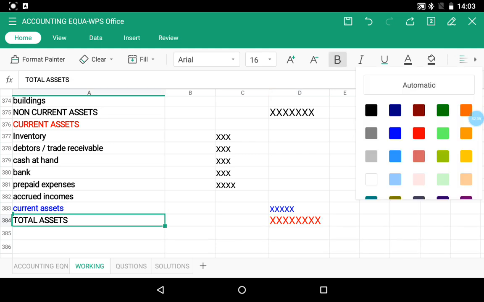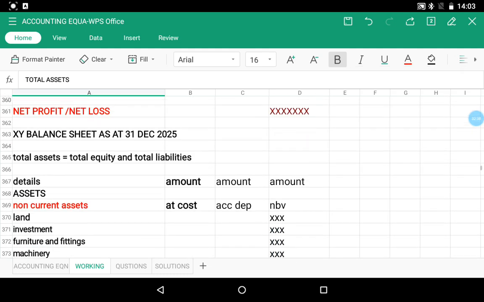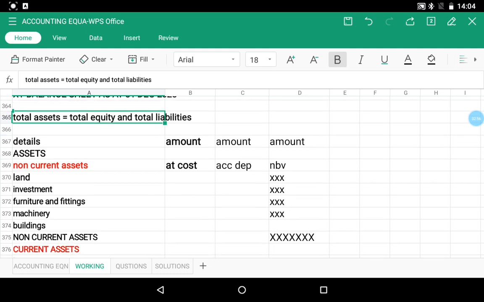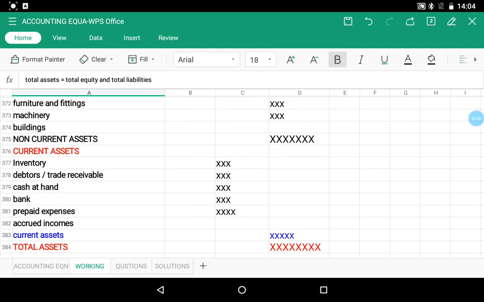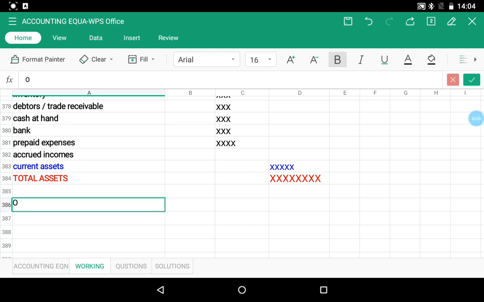And remember, we have said when you come and check on our statement here, to get a correct balance sheet or financial position, your total assets must be equal to total equity and total liabilities. But now we have got our total assets. Now let us see how we can get our owner's equity or total equity. So now here we are going to have our owner's equity.